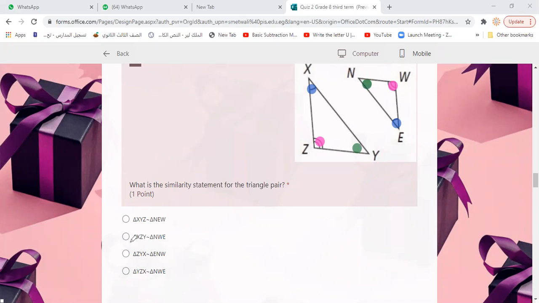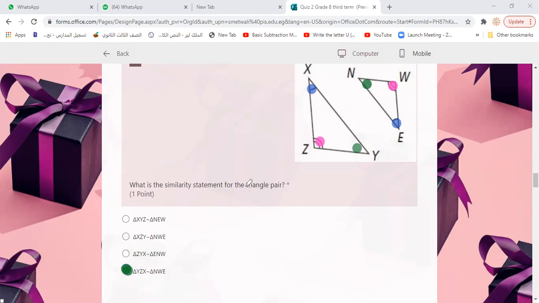Now we will check the answers. X with N. So let's go back. X with N. Is this the correct answer? No. X with N. So the second also will be wrong. Z with E. Z with E. No. Y with N. Y with N. Yes. Z with W. Z with W. Yes. X with E. So we have to compare X with E. Yes, so this one will be the right answer.